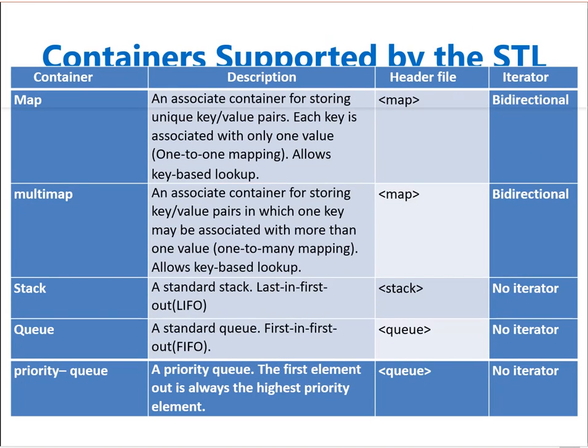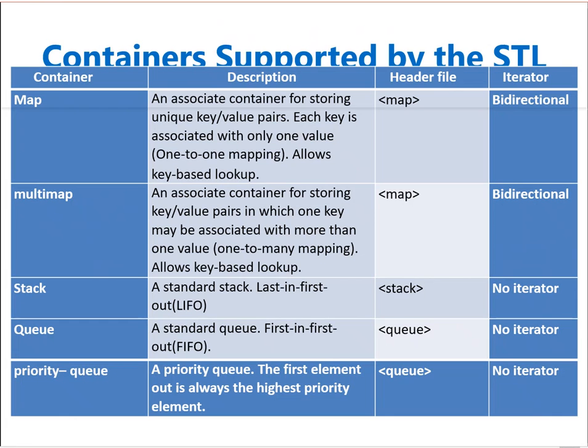Map, again, is an associative container for storing unique values or value pairs. Each key is associated with only one value. One-to-one mapping, again it does not allow duplication of key and value. It is used for very fast key-based lookup. All functionality of map and multimap is defined in the map.h header file, and we use the bidirectional iterator for data manipulation. The only difference between multimap and map is in the functionalities. Duplication is allowed in a multimap.